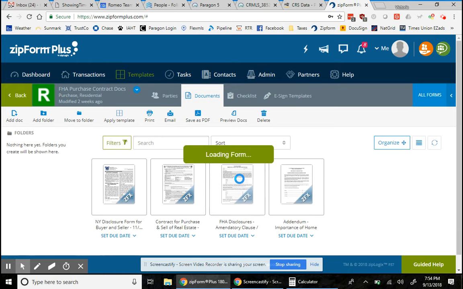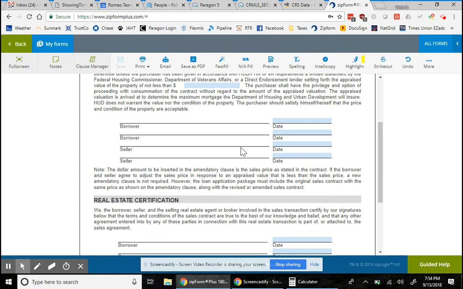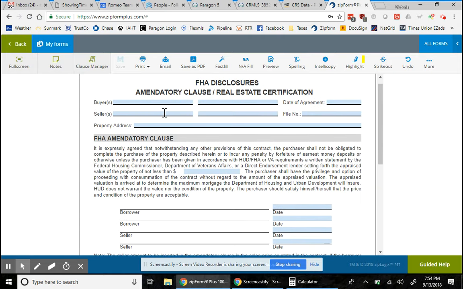I didn't print one of them. The one I did print, though, is the FHA addendum. Most of the information is self-explanatory. Buyer's information, buyer's names, seller's name, full property address, okay? The price that goes in here, the dollar amount, is the full purchase price.